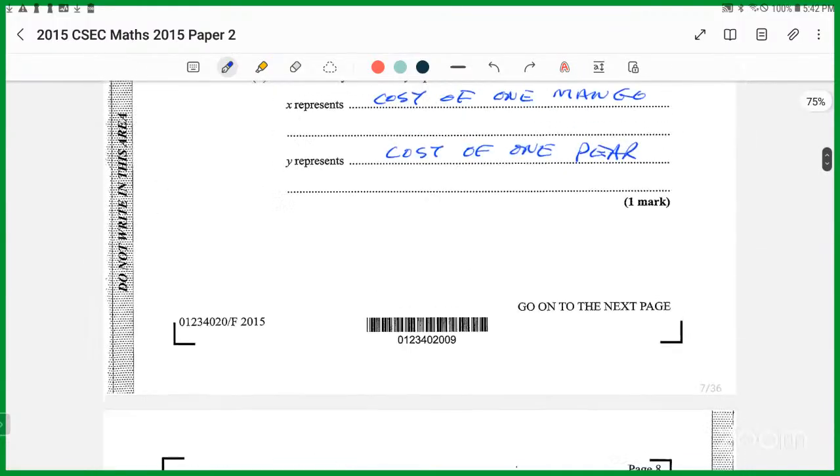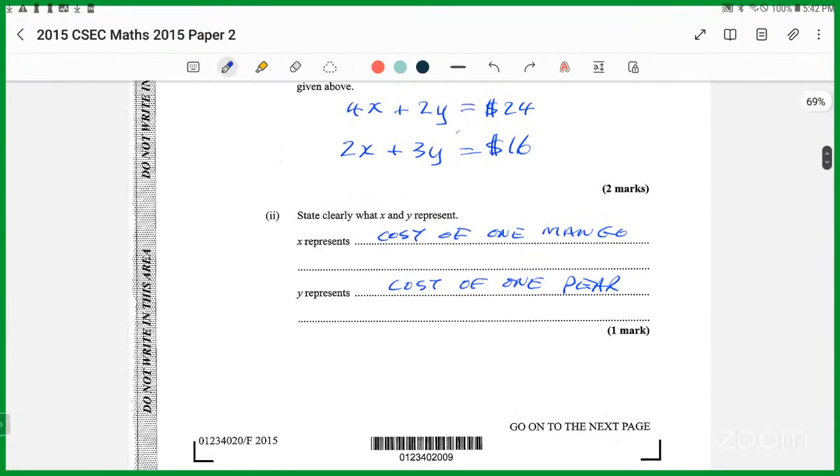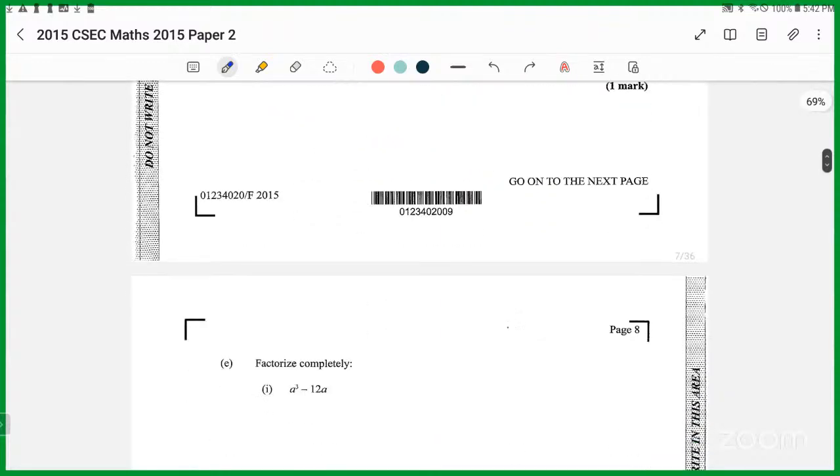They don't want us to solve it, just that, right? It says state clearly what they represent. They don't want the value. They don't want us to work out the equations. They just want us to write what they represent.